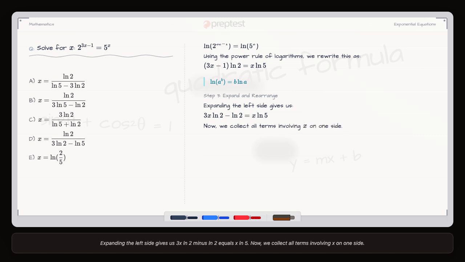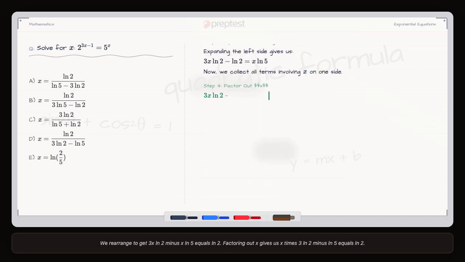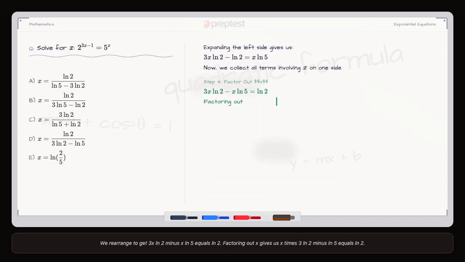Now, we collect all terms involving x on one side. We rearrange to get 3x ln 2 minus x ln 5 equals ln 2. Factoring out x gives us x times (3 ln 2 minus ln 5) equals ln 2.